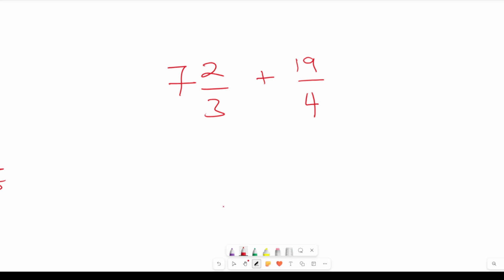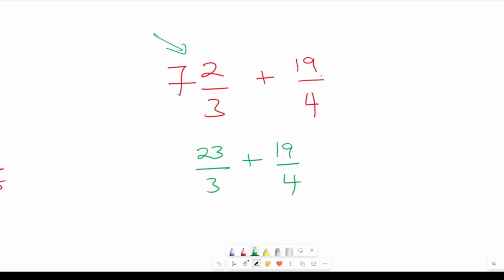So I will first of all use the method that I was taught to change this mixed fraction to an improper fraction so that I just have a single fraction adding another single fraction and I keep it simple. So quickly, 3 times 7 is 21, plus 2, 23 over 3 plus 19 over 4. So I've just basically done that away.